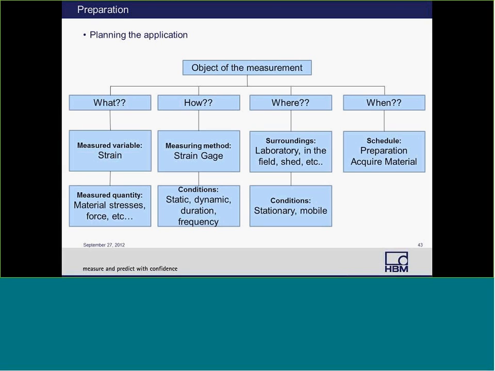How are we going to do this? Strain gauge. So we need to consider our conditions. It will be a static event. It will be a dynamic event. It will be a short duration test or a long duration test. What's the frequency of the tests that we're going to be running?